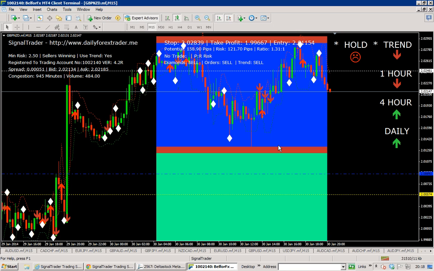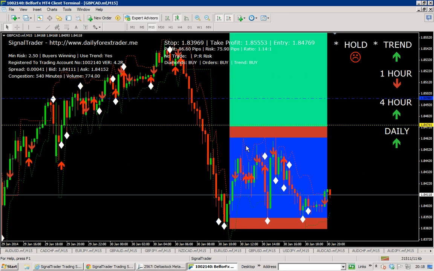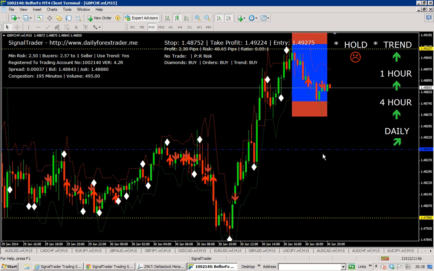Okay, so let me just move to some other charts. So again, here we go. Sterling CAD. Okay, again, same sort of pattern. Sterling Swissy, a little bit different. We've had a big bounce up, and now this is hooking by the looks of it. So with this, I might expect it to come back halfway before it continues up.